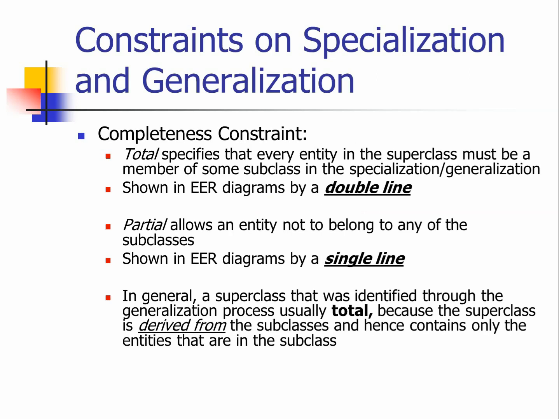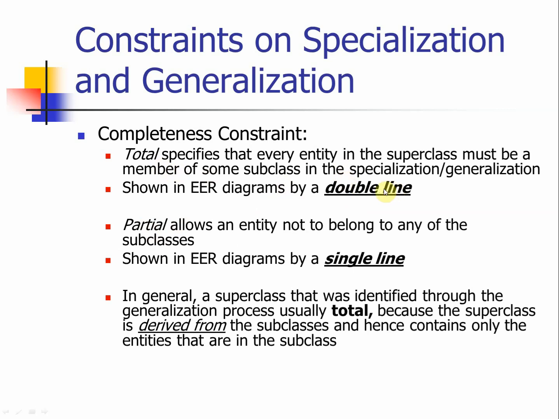Starting with the completeness constraint. For the completeness constraint, it has two choices. One is a single line, the other one is a double line. A single line indicates a partial constraint, and a double line indicates a total constraint. The concept is exactly the same as the relationship that we discussed in the ER diagram.